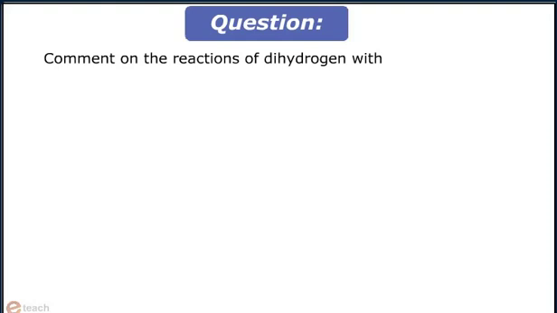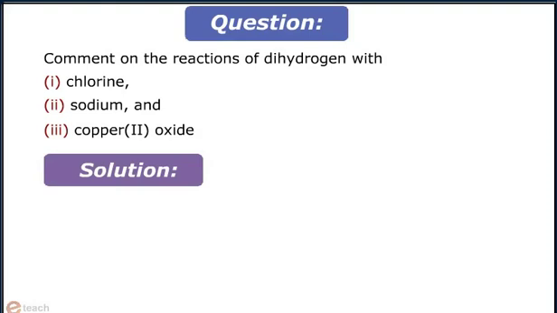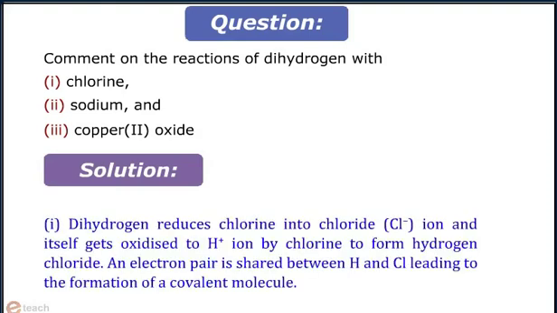Question. Comment on the reactions of dihydrogen with number 1, chlorine, number 2, sodium, and number 3, copper oxide. Solution. Number 1. Dihydrogen reduces chlorine into chloride ion and itself gets oxidized to H+ ion by chlorine to form hydrogen chloride. An electron pair is shared between H and Cl, leading to the formation of a covalent molecule.